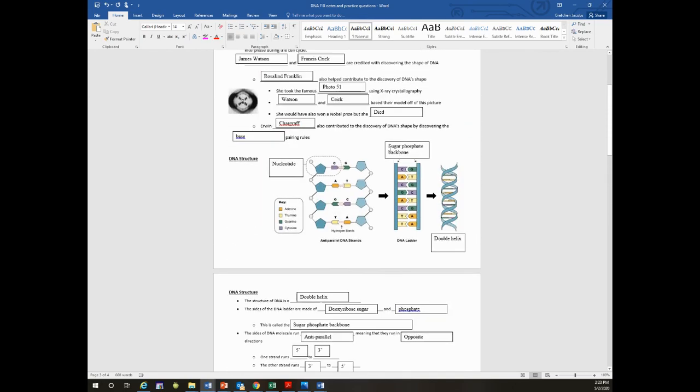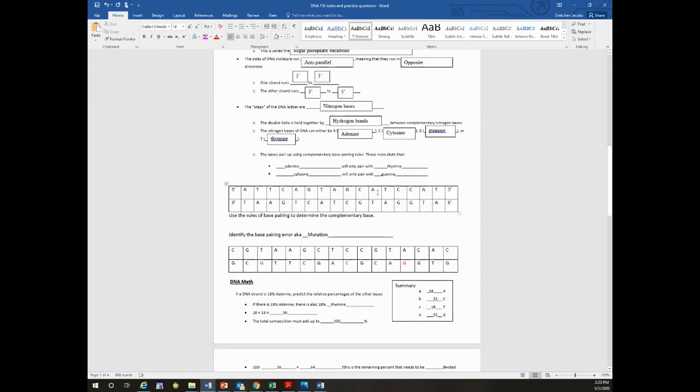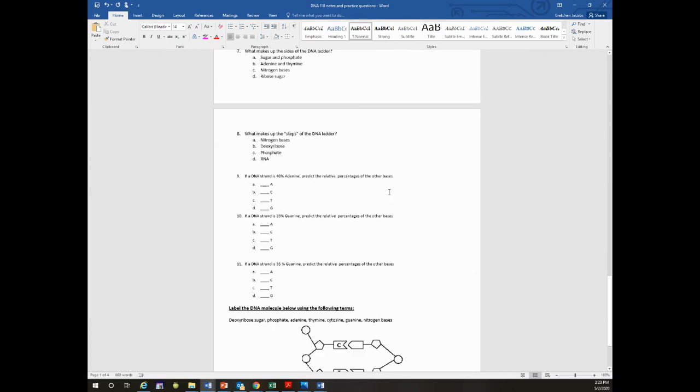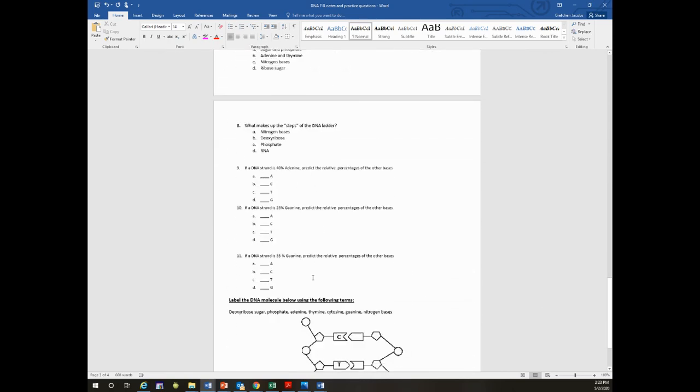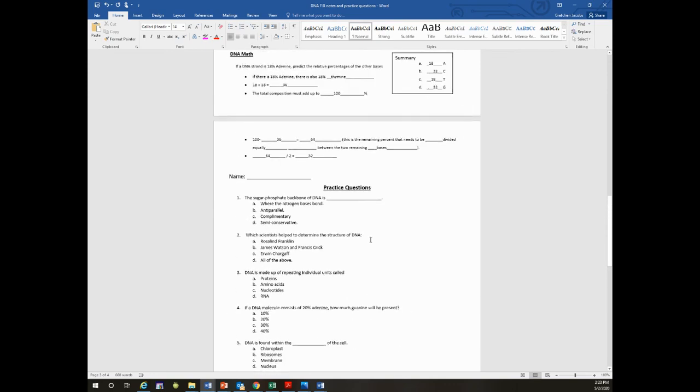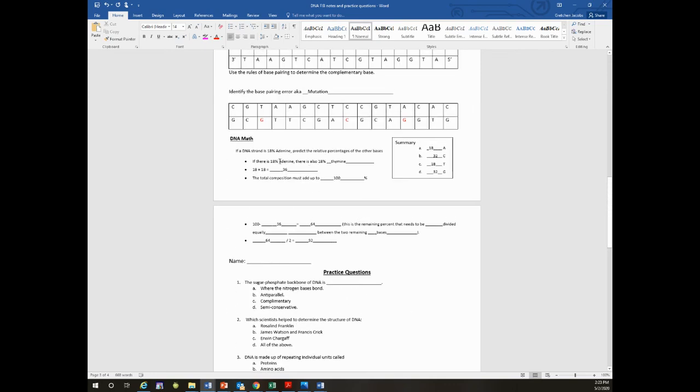All of the answers should be above, and then you have the math questions right here that you will do exactly like we did right here. So first you find which base it would pair with, and then you make sure that those are the same numbers. You subtract that number from 100 and you get your remaining percentage, and then you divide that by 2 and put that next to the other bases.